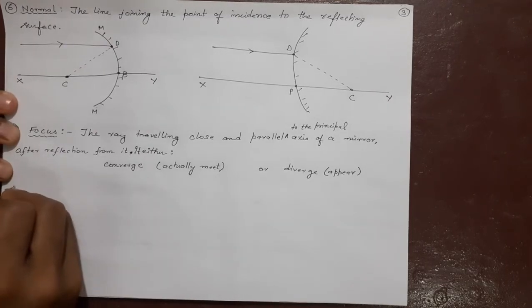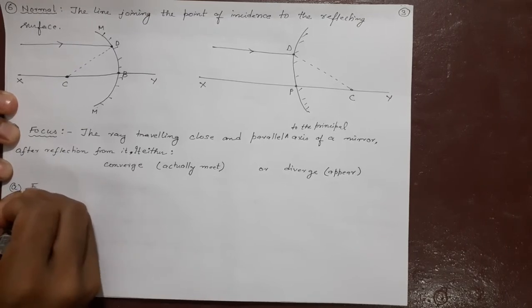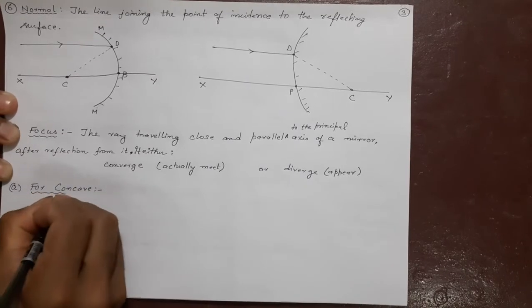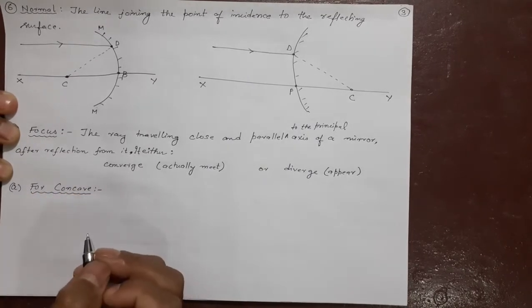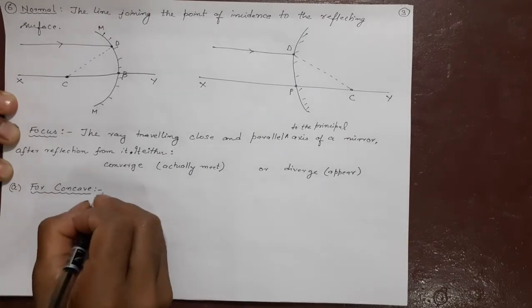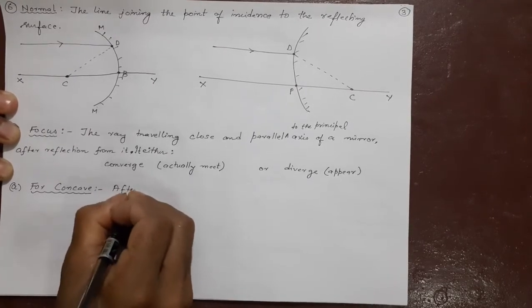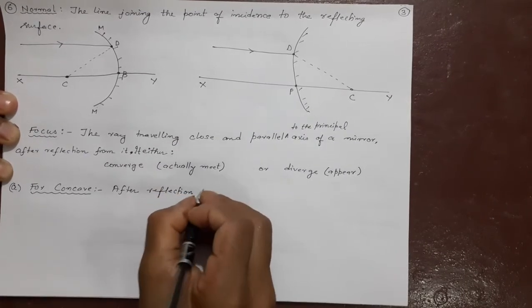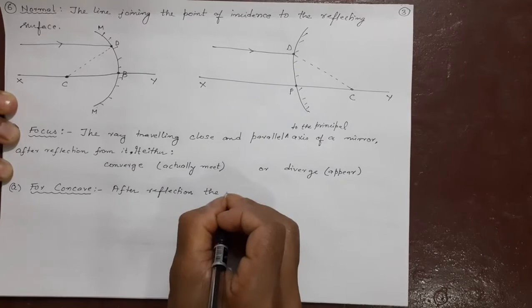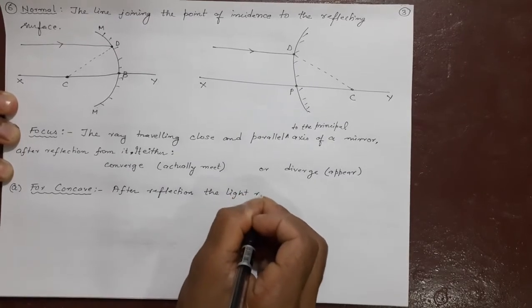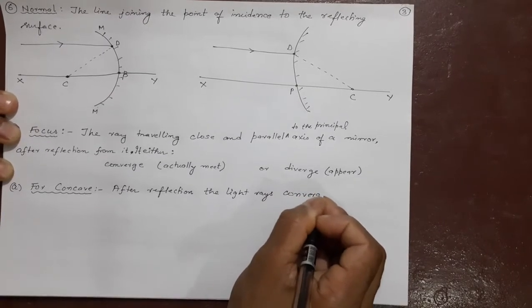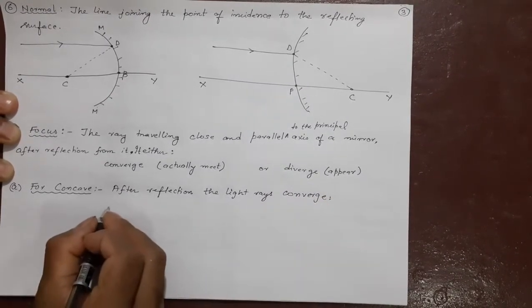The first one will be for concave. Okay, here what will happen after reflection: the light rays converge. Let's show how it is happening.